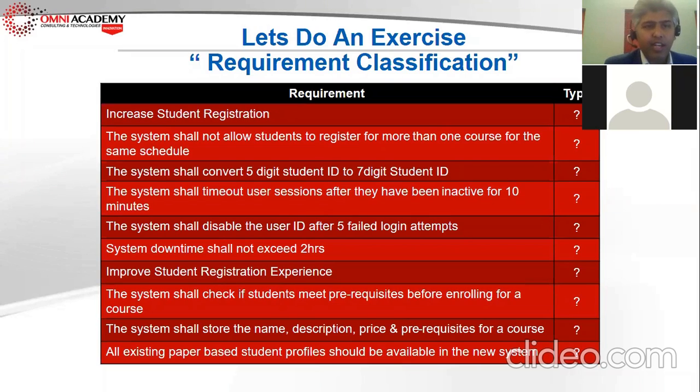Okay. The system shall time out the user session after they have been inactive for 10 minutes. Functional, non-functional. Okay, I think Kashif is saying non-functional. Everyone is saying non-functional. Very good. Kashif will get a point on this. Now, let me put a little perspective on that. Okay, this is non-functional. We all agreed, right? This is non-functional, meaning if the time crunches, we can definitely cut it off.